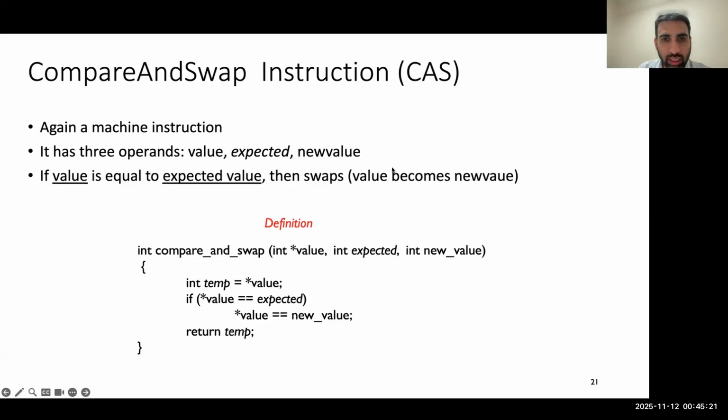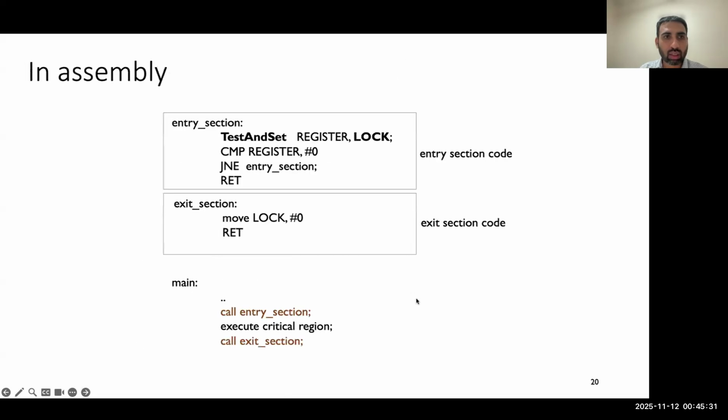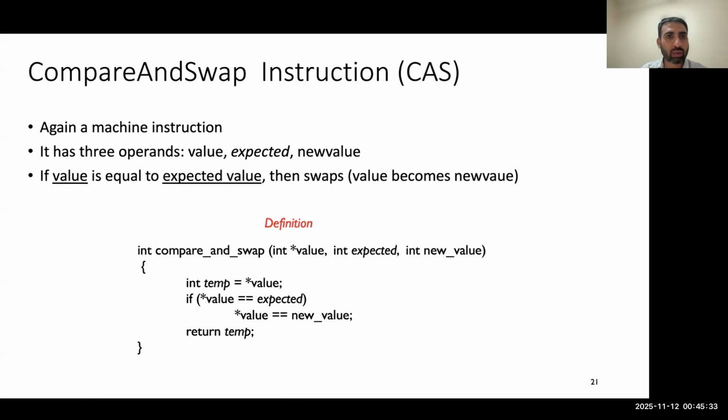Okay. Anything else? No? Okay, if not, then let's stop here and next time we will continue with the compare and swap instruction. It is also another atomic instruction which we can use to solve the critical section problem, but we will see the details in the next lecture.